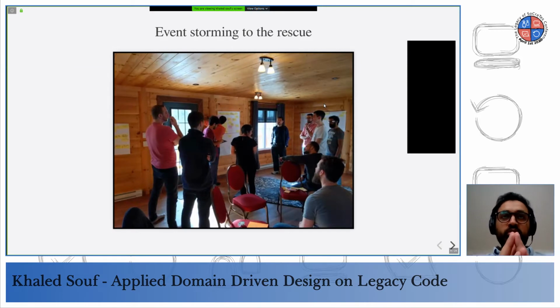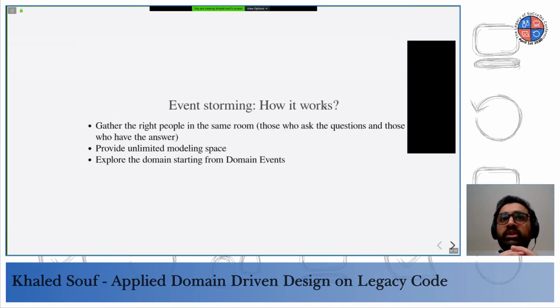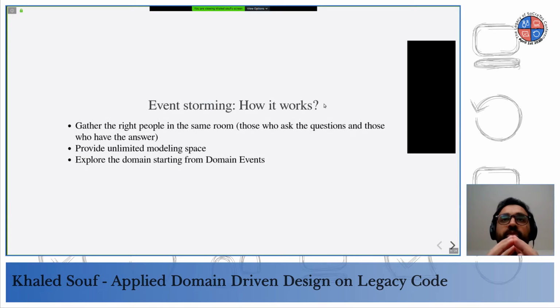One of the things that I usually use is Event Storming to do it. What is Event Storming? It's gathering people in the same room. You need two types of people: one who has questions and the other who has the answers. Providing unlimited modeling space, and then exploring the business domain using what we call domain events.